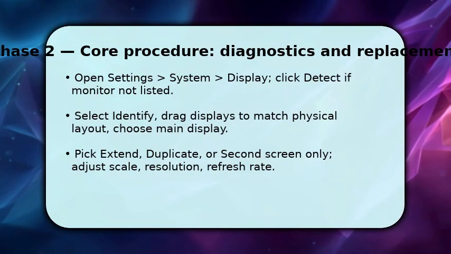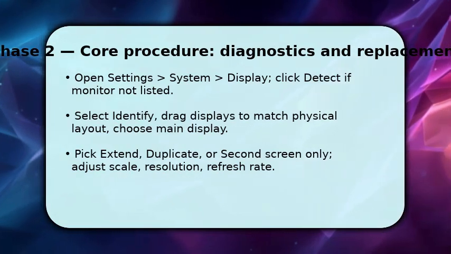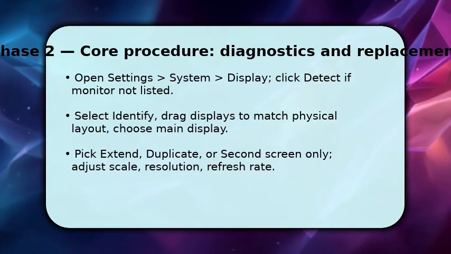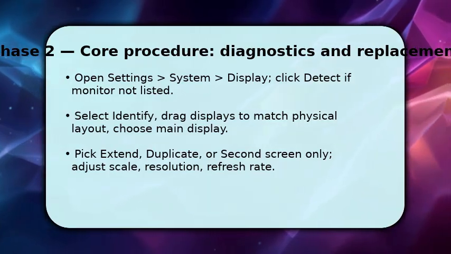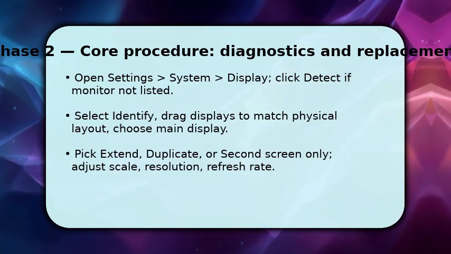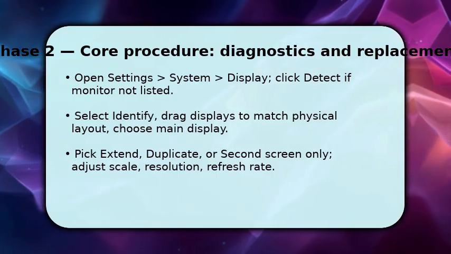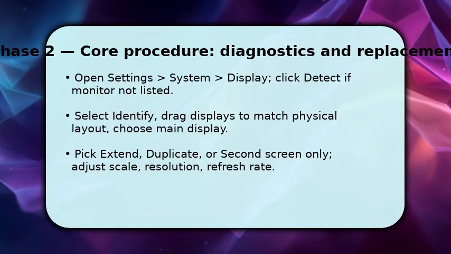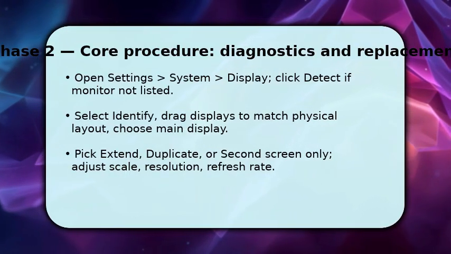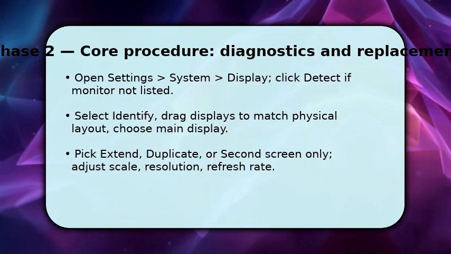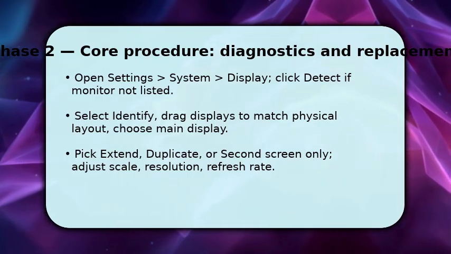Next, go into Settings, System, Display. You should identify and drag the numbered tiles to match how your monitors sit on your desk so your mouse flows naturally between them. Once aligned, choose which screen is primary to host the taskbar and apps. Then select Extend for extra workspace or Duplicate if mirroring is needed.